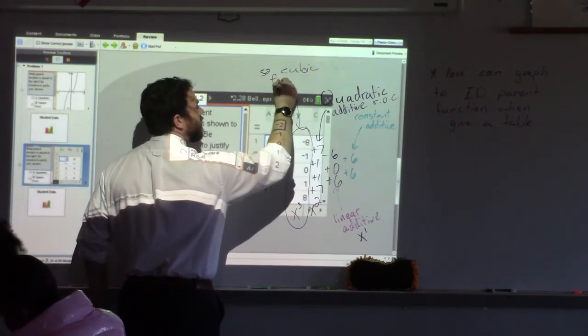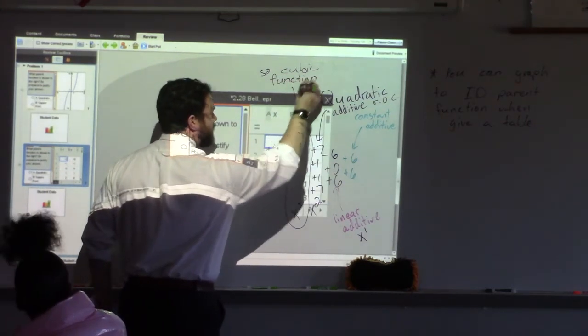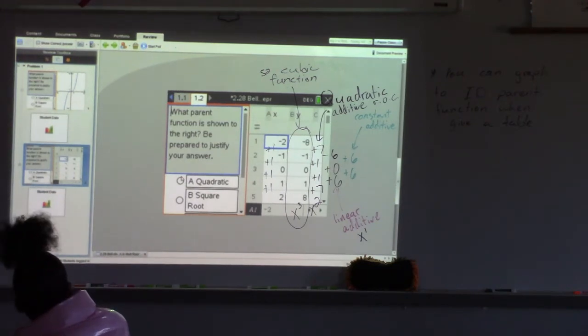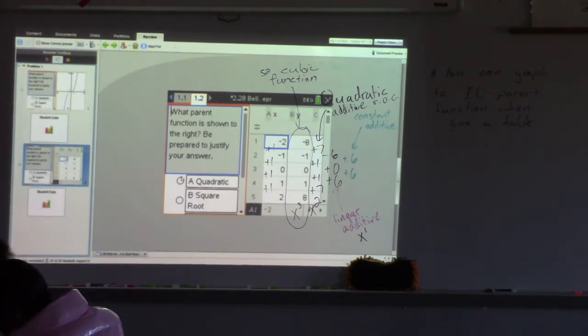See, I didn't even know that. I put cubic, I just didn't know why I put it. Okay, well, there are multiple reasons, and we're going to look at another reason in a second. What are your questions before we continue?